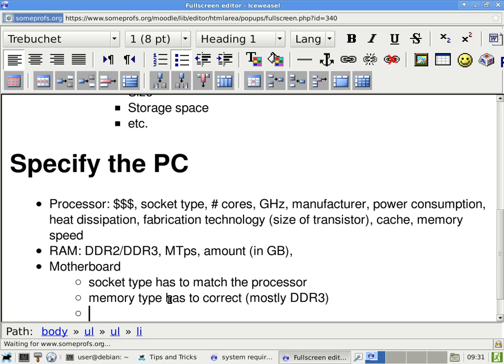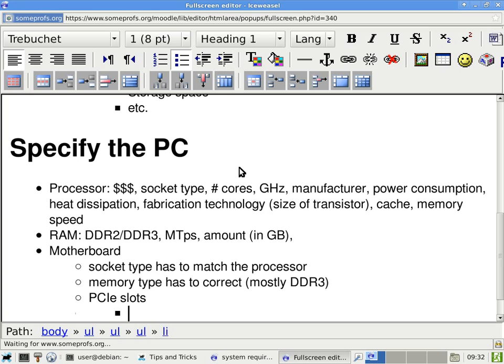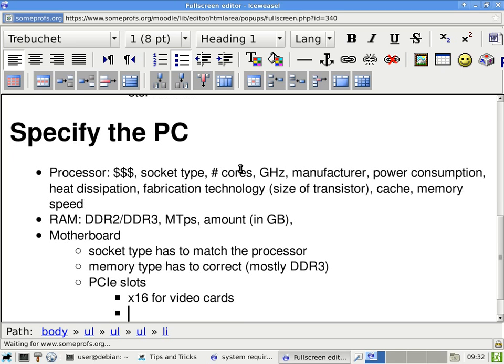Okay, so when you specify the motherboard, you have to consider at least the socket type and the memory type. These two are major deciding factors. On the motherboard, you also get PCI slots. PCIe stands for PCI Express. So you need a 16-lane type for video cards. Now, when you specify a video card, you also have to specify what kind of performance you need.